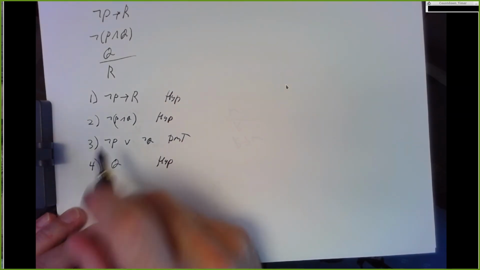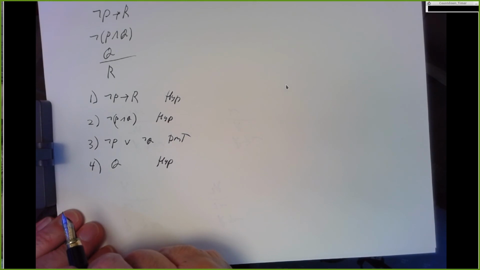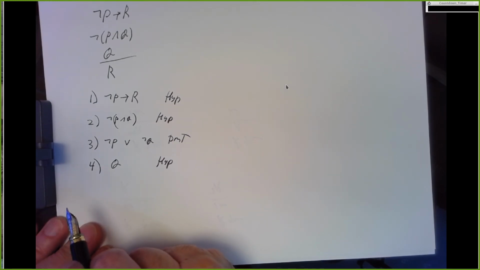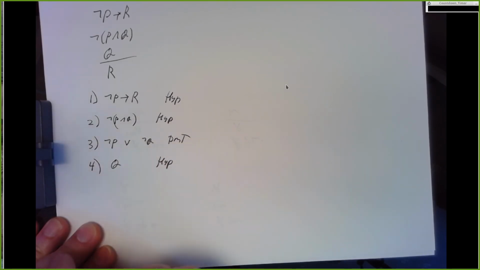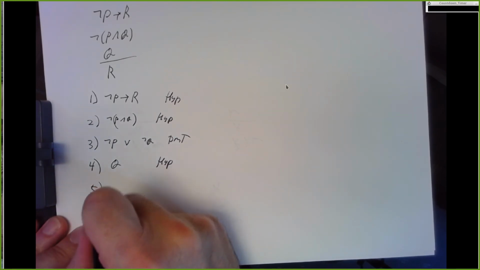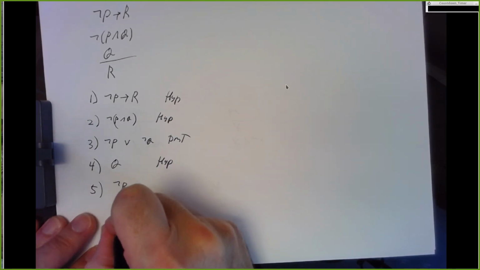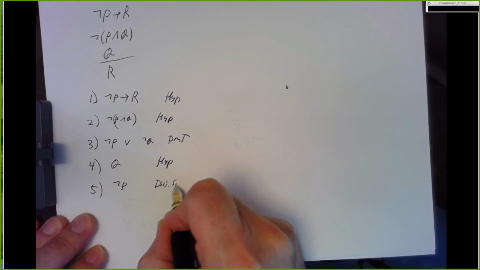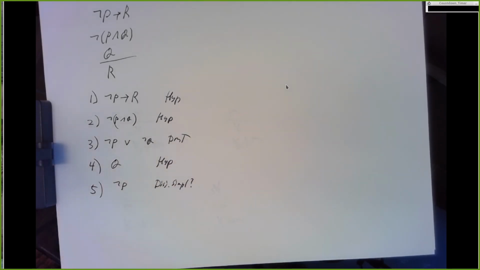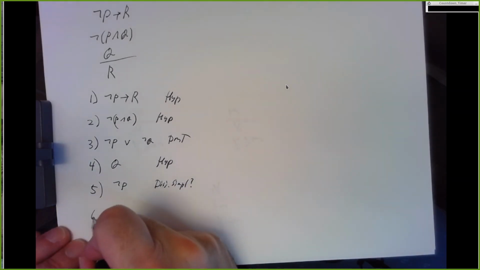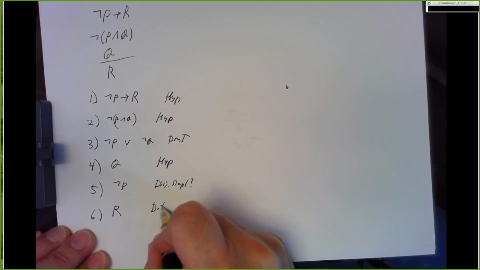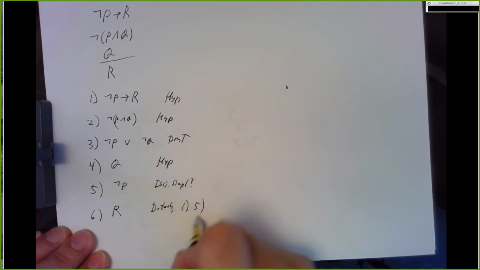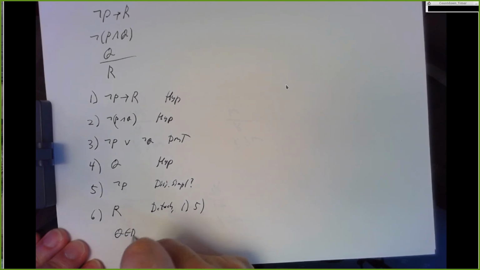And so there's a law of logic. I think it's disjunctive simplification, but I could be wrong. I'd have to look it up. But it says, if this or that is true, and that thing is false, then this must be true. So we can put 3 and 4 together and come up with not P, and I think that's disjunctive simplification. But I don't have page 58 and 59 handy. And then this goes together with proposition 1 to get R. And that's detachment. 1 and 5. And that's what we were trying to show.